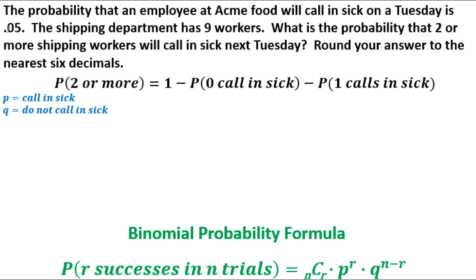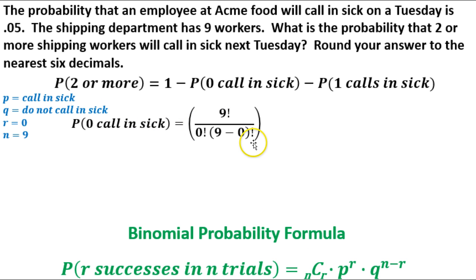Okay, so we're trying to again determine the probability that 0 call in sick. So our R value is going to be 0. The success is we want 0 people to call in sick, so 0 would be the number of successes. N would be the number in our study here, which is 9 workers. Okay, so 9 different ones. So let's find the combinations here. We've got 9 choose 0. So we'll do that. 0 call in sick.